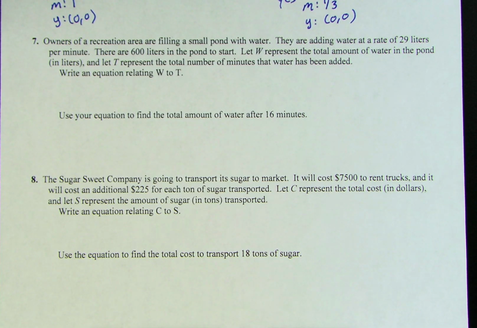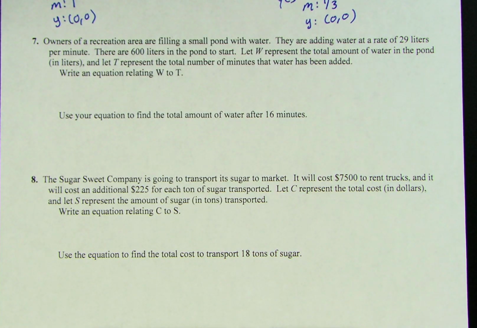All right, so for problem 7, it says, owners of a recreation area are filling a small pond with water. They are adding water at a rate of 29 liters per minute. There are 600 liters in the pond to start. Let W represent the total amount of water in the pond in liters, and let T represent the total number of minutes that water has been added.